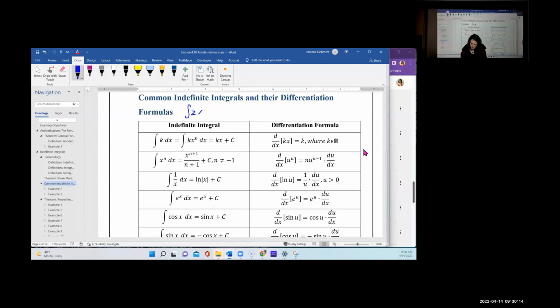The integral of 2x to the 0 dx. Why x to the 0? Anything to the 0th power other than what?